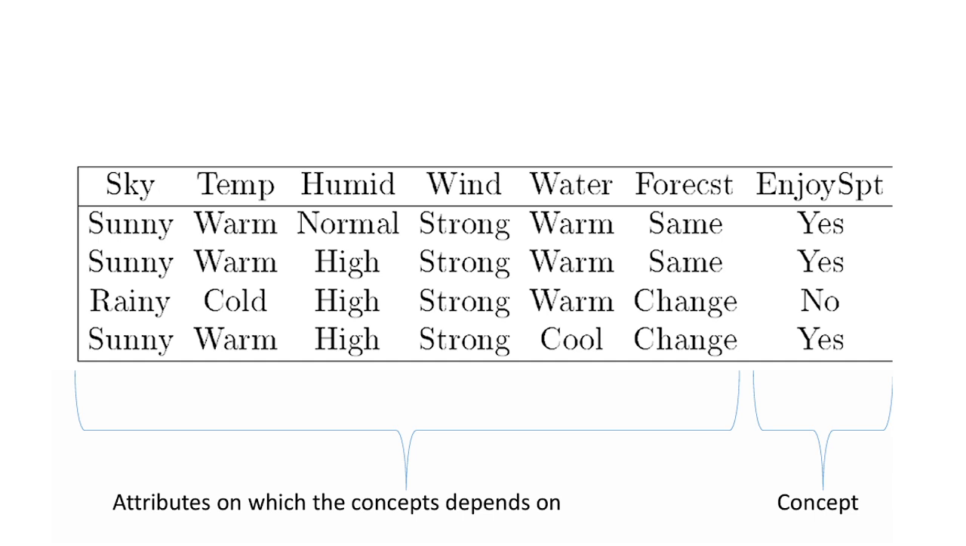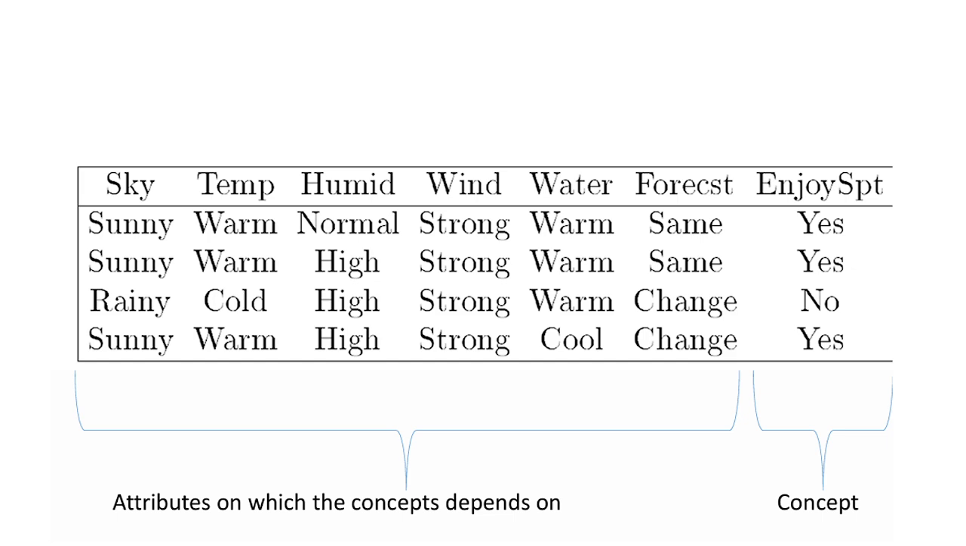Let us take a small dataset called the play tennis dataset. Sky, temperature, humidity, wind, water, forecast are the independent features or attributes. Enjoy sports is the target value. The target is also called the concept. This concept depends on these six attributes.